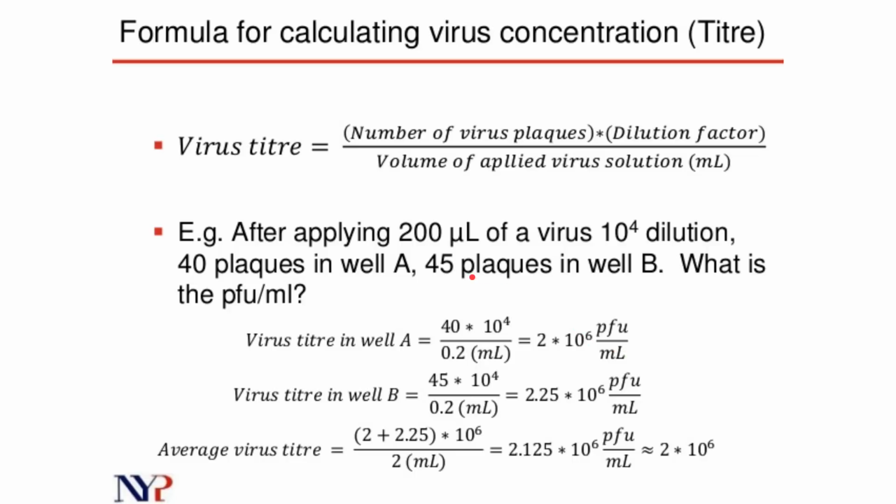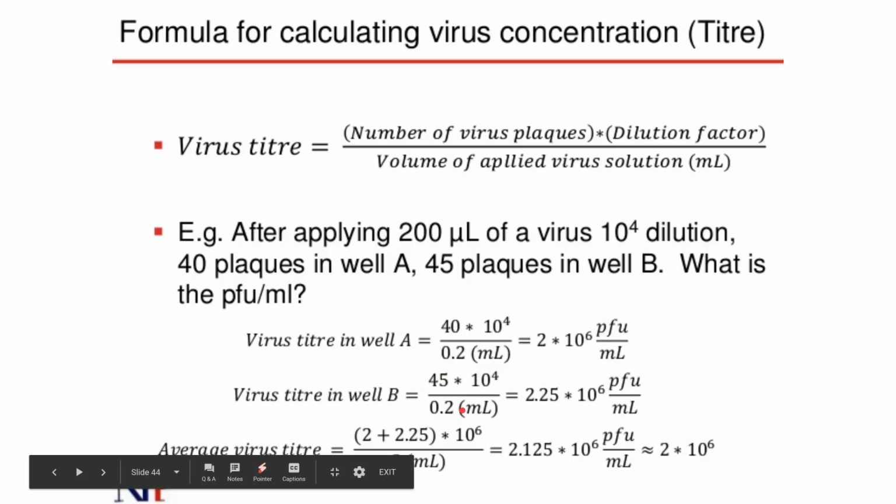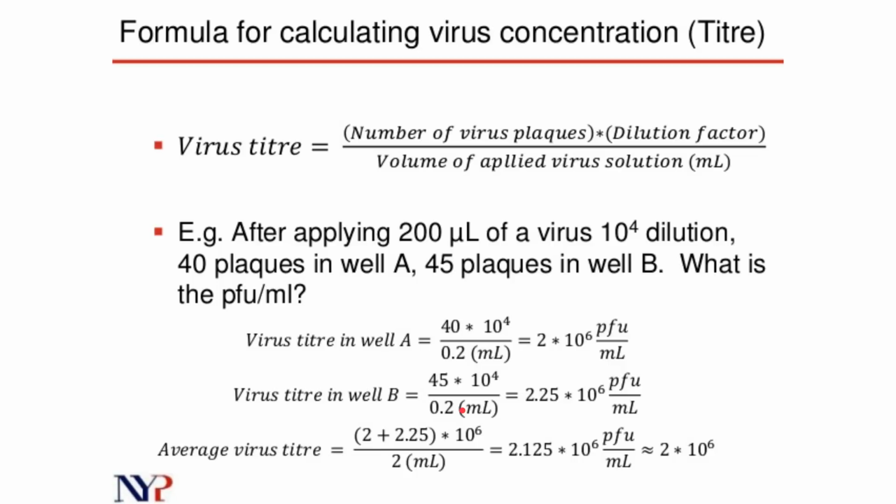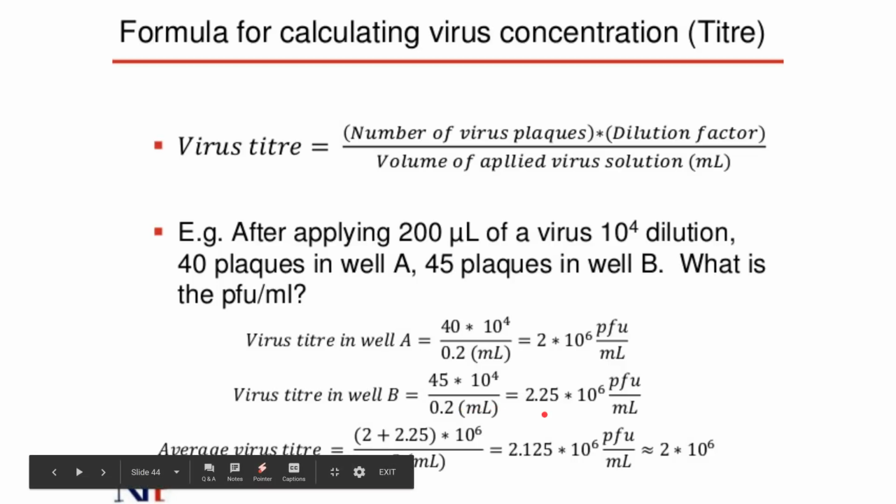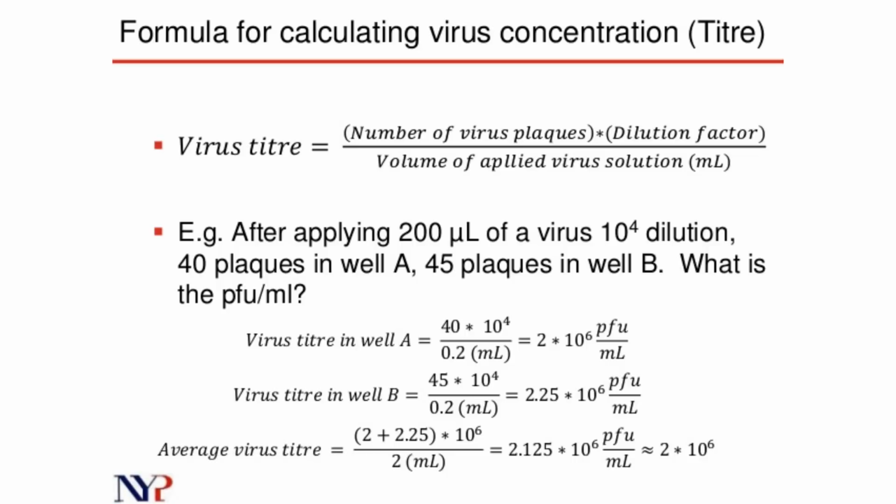ال 45 plaques من نفس الديليوشن بالبليت الثاني اللي أخذته 45 نفس الشيء times الديليوشن factor over الفوليوم الابلايد على الدش أو على الويل بطلع 2.25 مليون plaque forming units per ml. بعدين I average them 2 زائد 2.25 على 2 بطلع 2.125 مليون plaque forming units per ml.